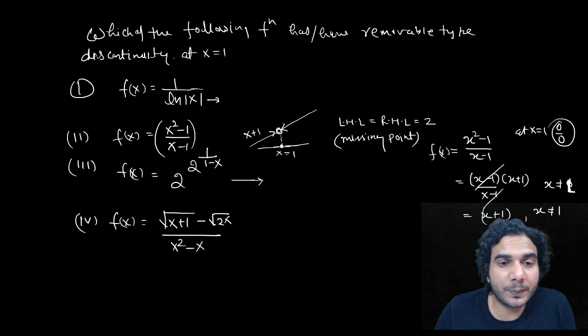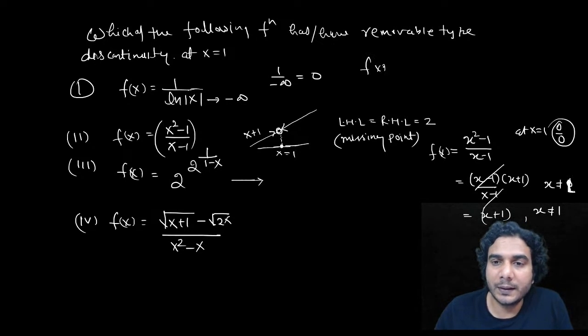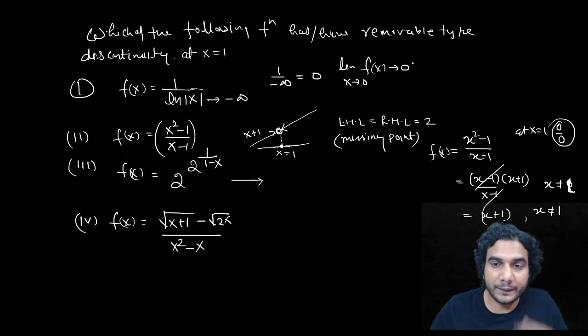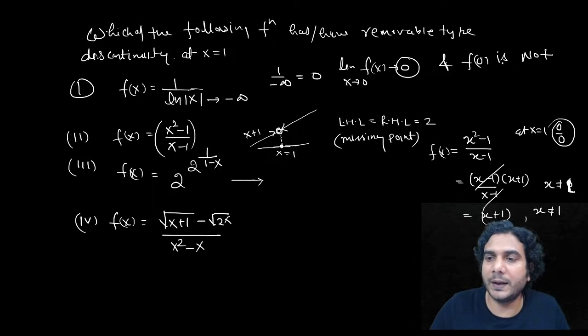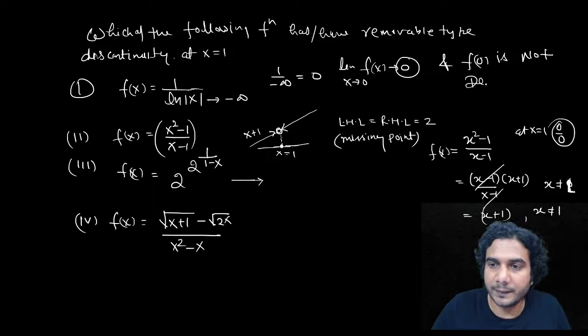So this was approaching minus infinity. So 1 upon minus infinity is going to be 0. So f(x) when x approaches 0 is approaching 0. So the left hand limit and right hand limit will be 0. And f of 0 is not defined. You can't put 0 in ln x, right? So 0 is not even in the domain of the function. So f of 0 is not defined. So again, missing point. This is also a missing point. Left and right limits are equal.